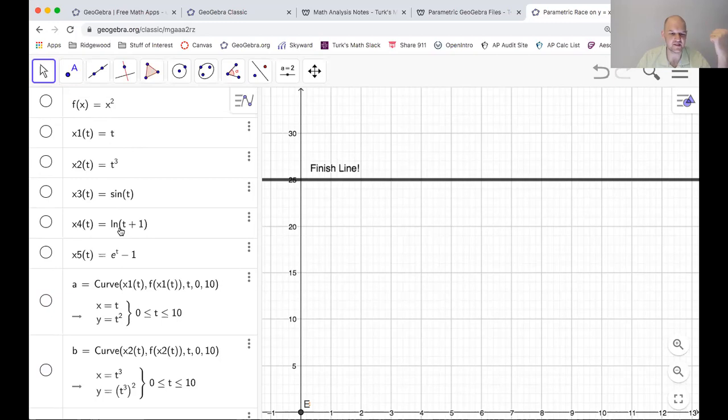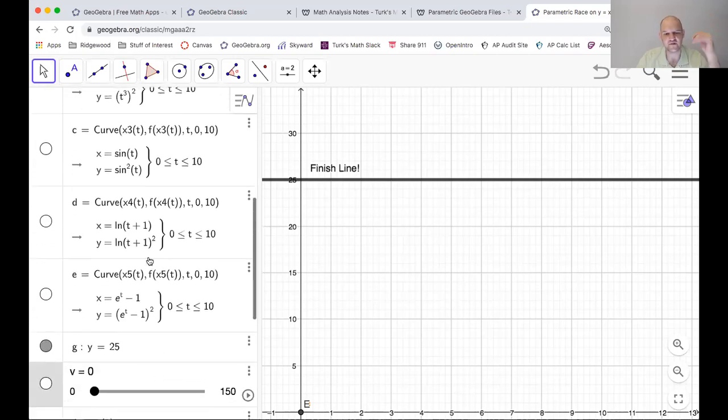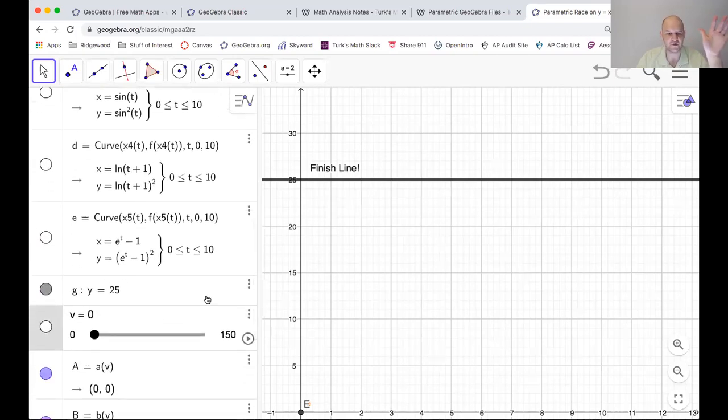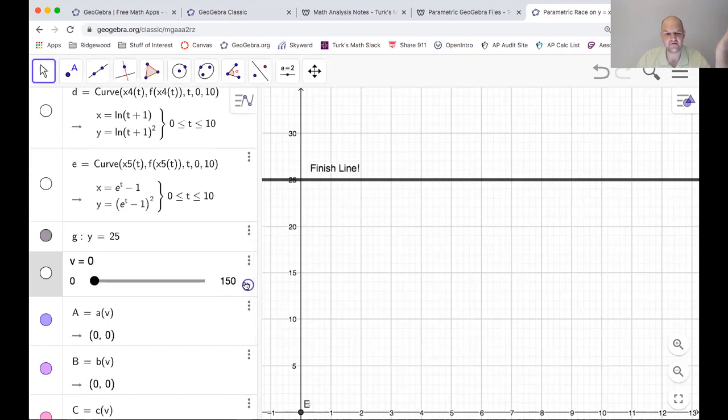So that's why it's a natural log of t plus 1. That's why it's e to the t minus 1. So when t is 0, we're starting at 0. And then what we can do, so I have parametrics for all of them, they're going to race to 25. And I'm just going to hit OK and see what happens.